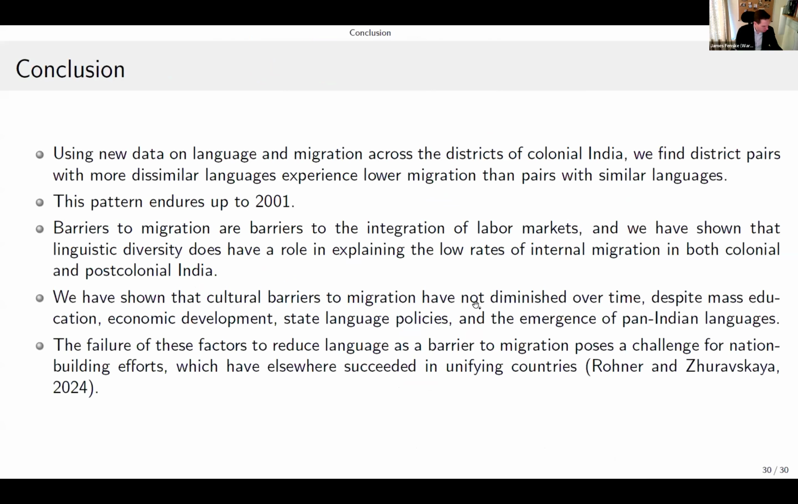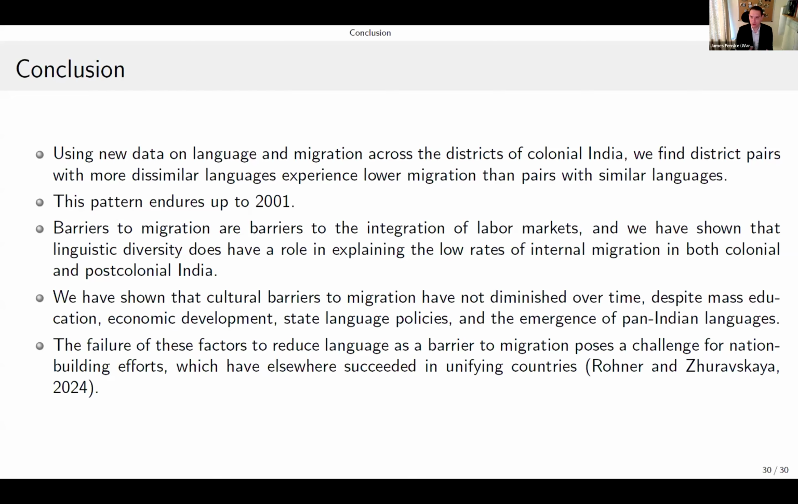So what do I think we've told you? I think we've told you that language is a barrier to migration. I think we've told you that language has been a barrier to migration for a long time, and it hasn't diminished as a barrier to migration over a long time. And so you should care about this as an economist. Something that stops labor from going where its return is highest is a misallocation problem. And so one of the sources of potentially too low migration within India is the country's linguistic diversity.